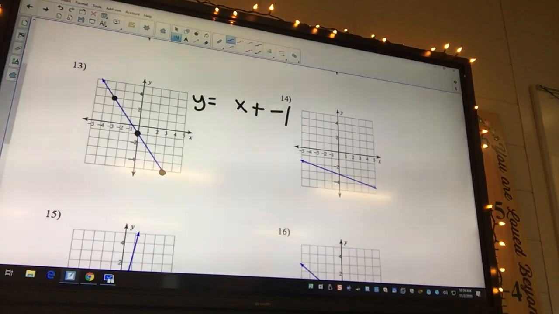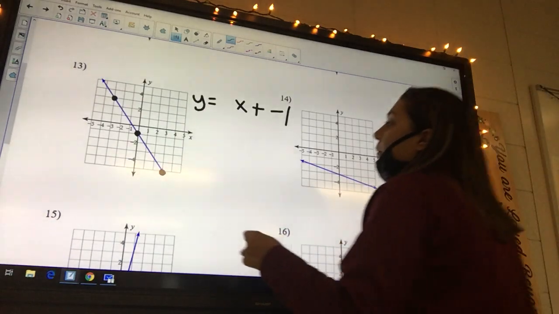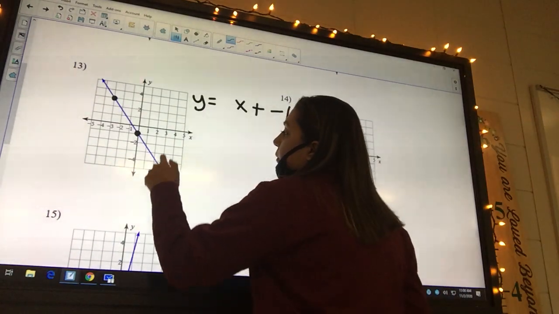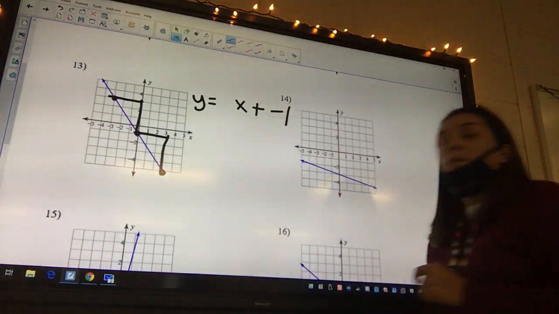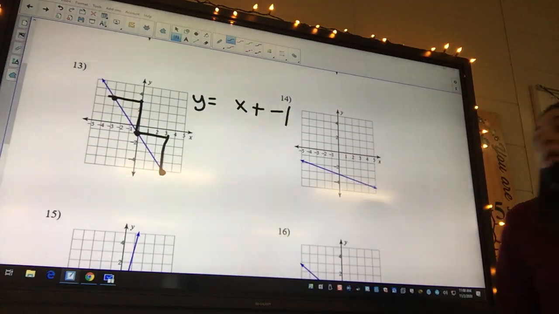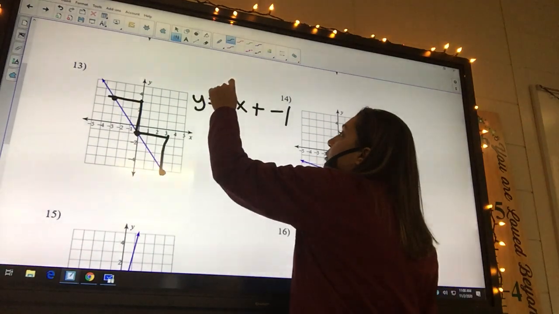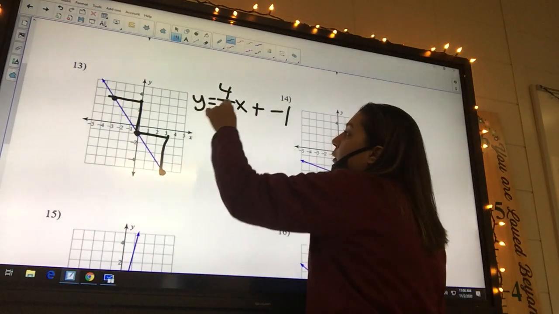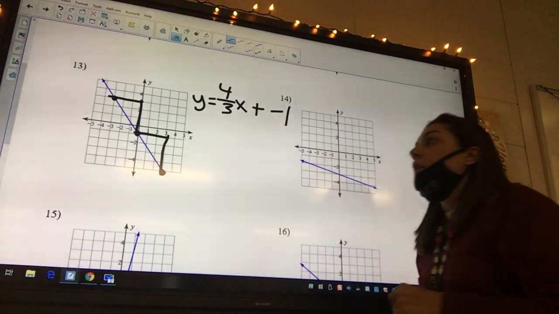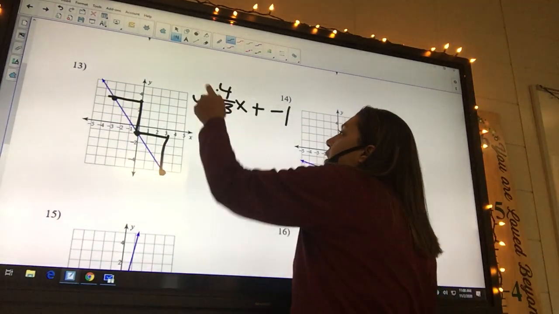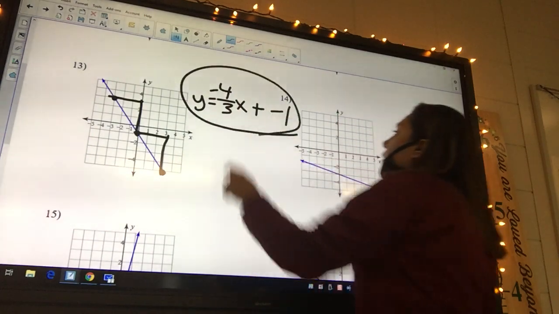Okay, and then how much do we rise? How much do we run? We rise 4 and we run 3. And should this one be positive or negative? It should be negative. Negative. Well, we kind of already determined that before even looking at it. Okay?